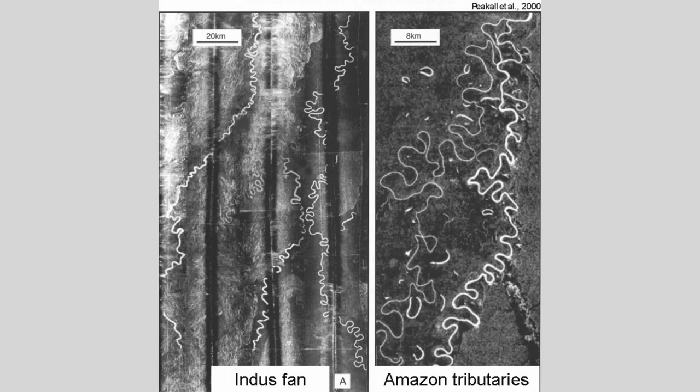On the left-hand side, we see the Indus fan. This is a side scan sonar of the surface of the Indus fan, and you'll notice that we have perfectly good meandering channels going across the surface. The right-hand side is a photograph of the Amazon River in Brazil. The object is to show you that we have a meandering system in the Amazon jungle, and that meandering system looks very much like what we see over here in the Indus fan.